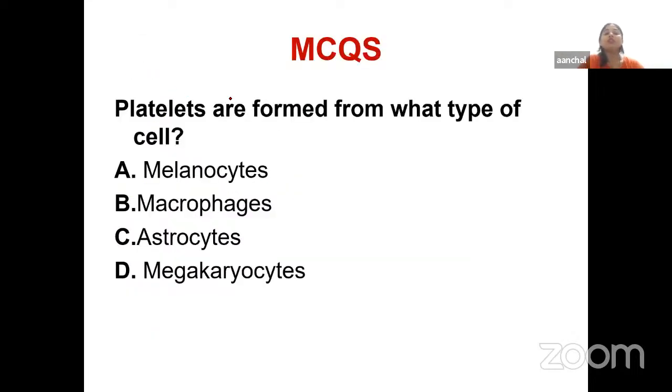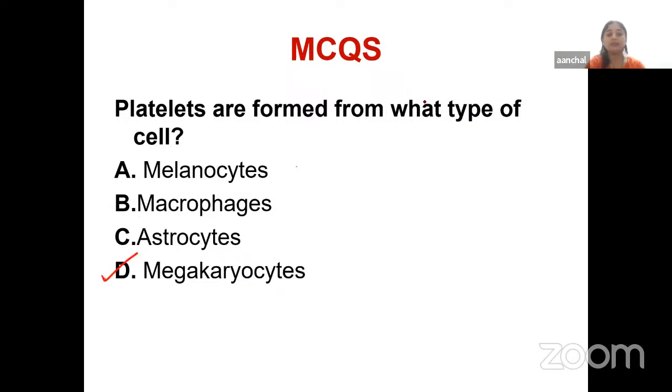Now, we have a question for all the students: platelets are formed from what type of cells? The options are melanocytes, macrophages, astrocytes and megakaryocytes. You have 10 seconds to answer. Yes, the answer is megakaryocyte.